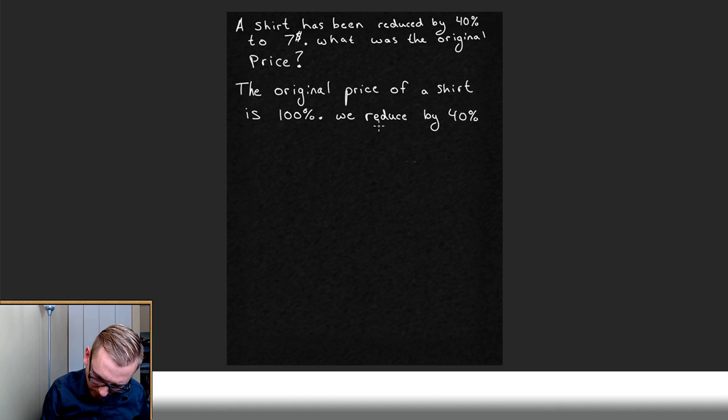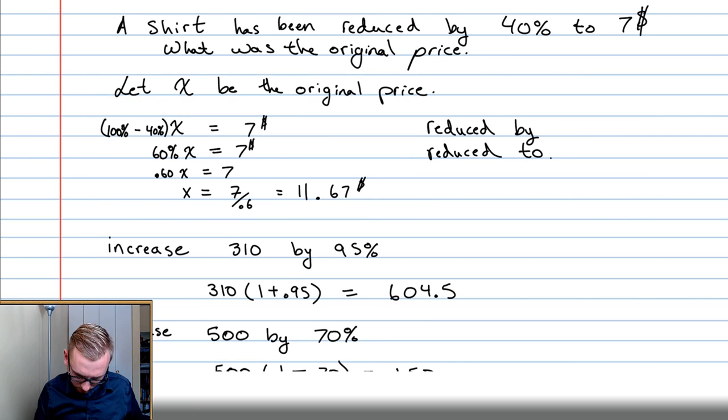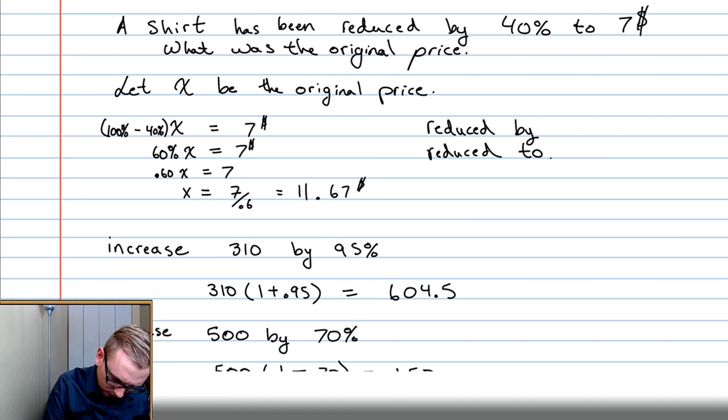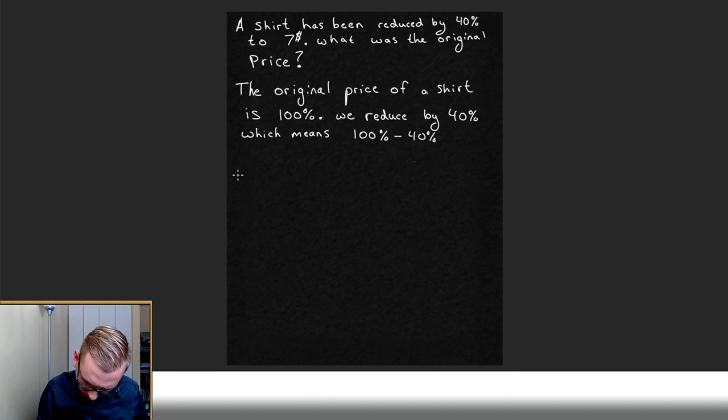We reduce by 40%, which means we take away 40% from 100. Means we go 100% minus 40%. Okay. And so we would have, should I write it that way? 100% minus 40%.